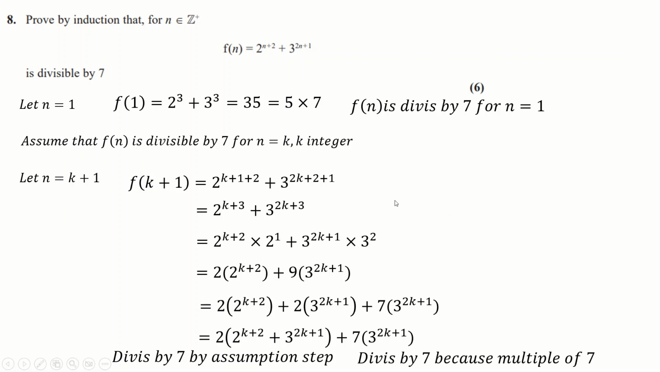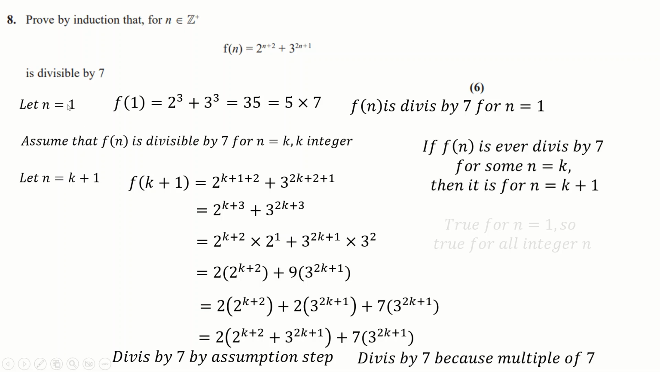So what we've shown here is that if the thing is ever true for n equals k, then it's definitely true for n equals k plus 1. You have a case that works when n is 1, so therefore it's true for all values. Just write something like that down and you are done.